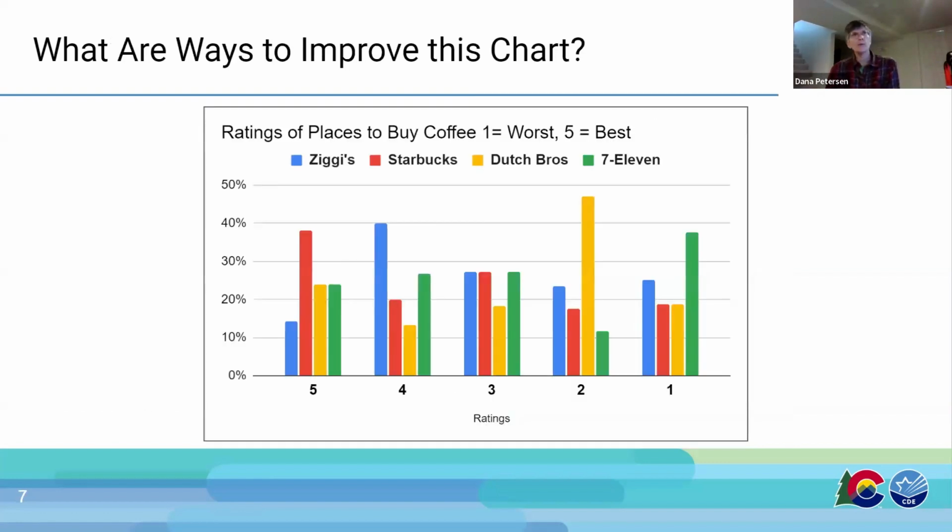Just for fun, here's one that I came up with. Full disclosure, I used AI. I said, give me random numbers from 1 to 5 for 20 people who completed a survey of what they think is the best place to buy coffee. I threw that into a Google sheet and said, make me a bar graph, and this is what it spit out. I mean, it's clean. What's going on that might not be the best idea in this visualization?